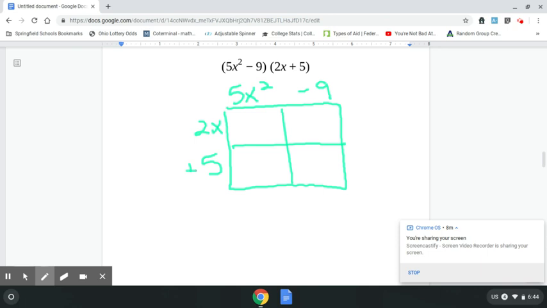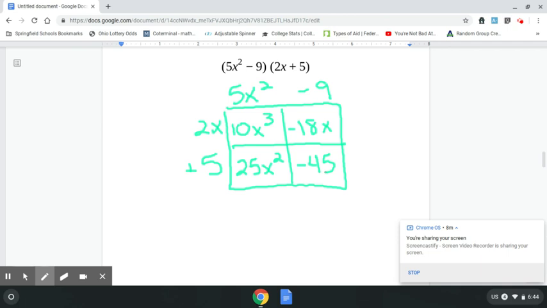Okay, so I multiply. 2 times 5 is 10. X times x squared. I've got 1x here, 2x's here. That's a total of 3 x's, so it's x to the third. 2x times negative 9 gets me negative 18x. And 5 times 5x squared, 5 times 5 is 25. X squared times nothing is x squared. And then 5 times negative 9 is negative 45. Okay, so I've got my multiplication done.